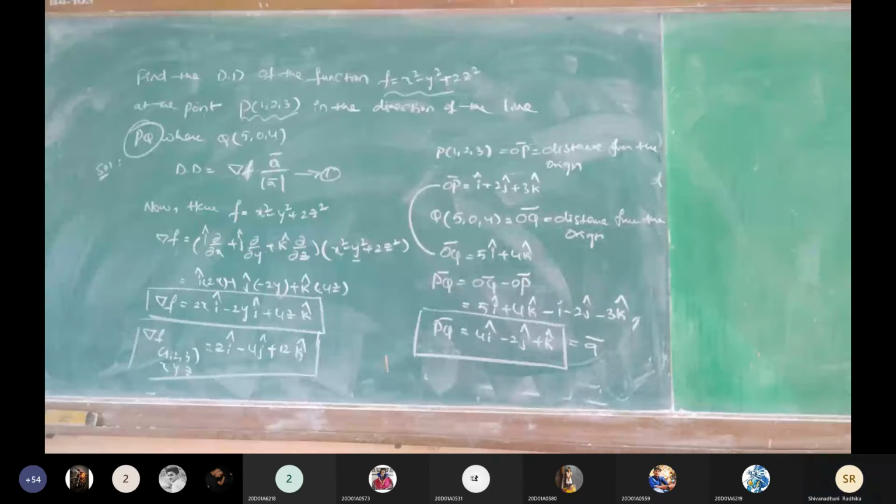Hello, ma'am. Some mistake is there here. Minus into minus is plus for the j. Minus 4 into minus 2, here it is plus 8, not minus 8. 8 plus 8 plus 12, 20 plus 8. This is 28.